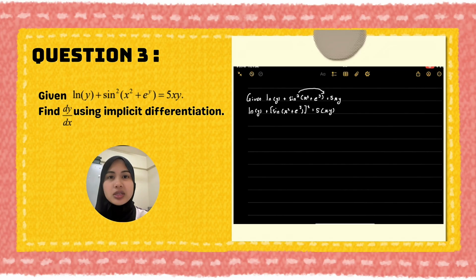First, I differentiate the ln y. I differentiate it using the chain rule. The derivative of ln y is equal to 1 over y. Inside we have y, so the derivative of y is y prime.